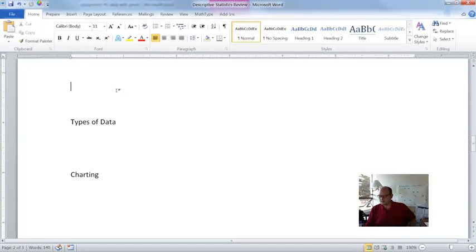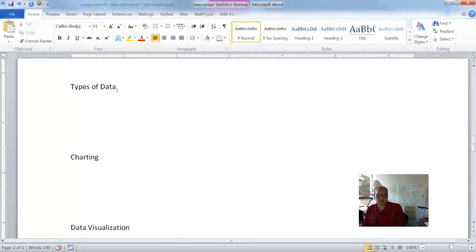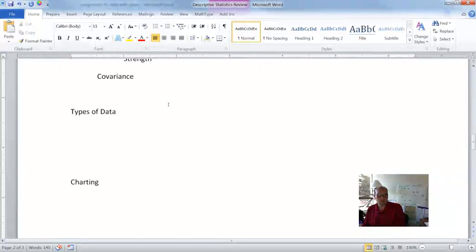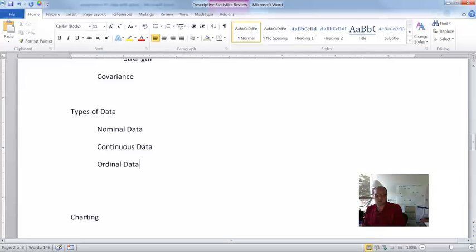Types of data. What do we have? We had nominal data, continuous data, and ordinal data. What were these three? Nominal data, sometimes called discrete data, another way it's called categorical data.